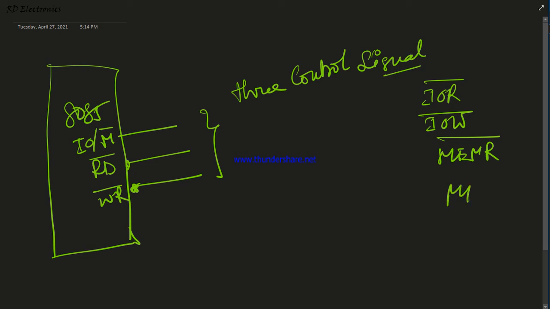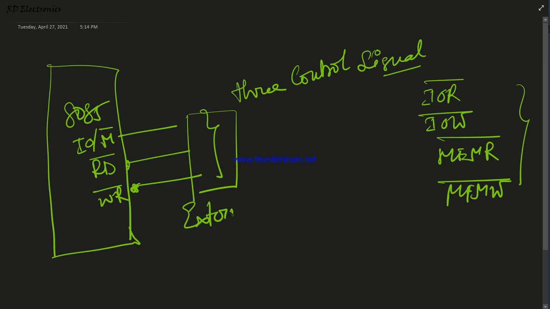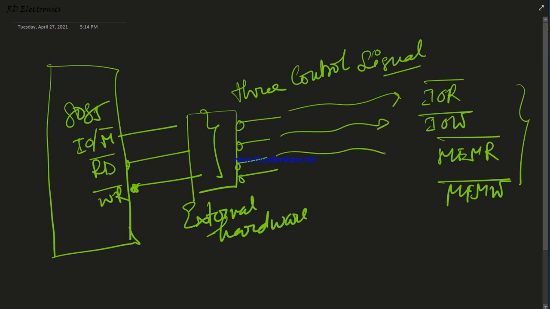Actually these are not generated from the 8085 directly. So here we connect one external hardware, from which we generate 4 different control signals. This is for IO read, this is for IO write, this is for memory read, and this is for memory write. So basically here we use different types of logic gates, or here we use a 3:8 decoder.